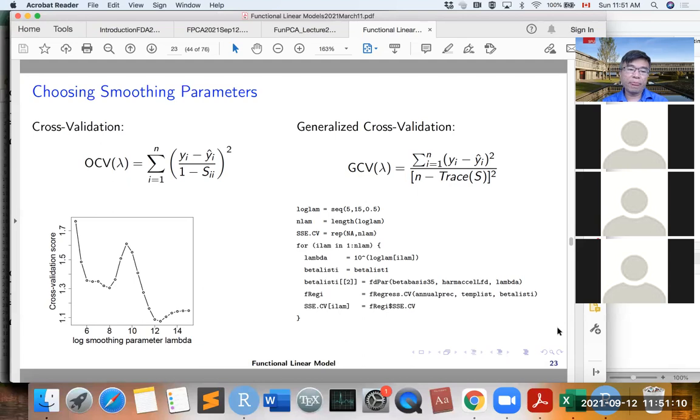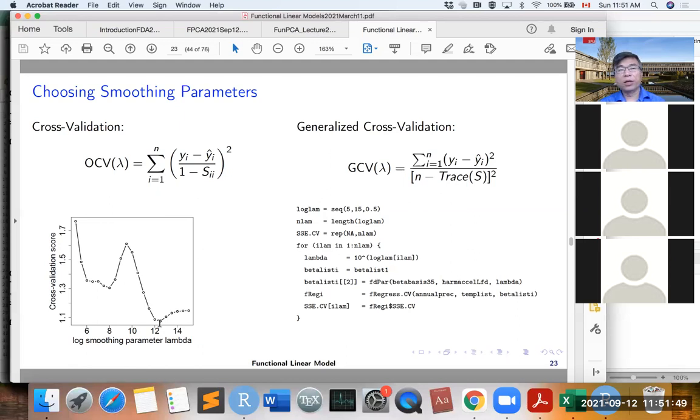Okay, so we can estimate the smoothing parameter by minimizing the cross-validation. Here, for this example, we see the cross-validation score is minimized when lambda equals 10 to the 12.5. Generally, when choosing lambda, we set up a grid search on grid points of candidate smoothing parameter values.